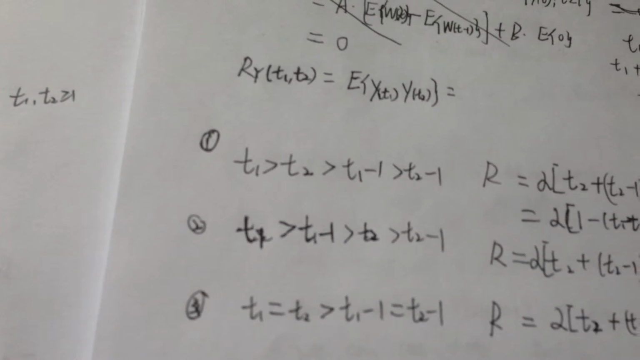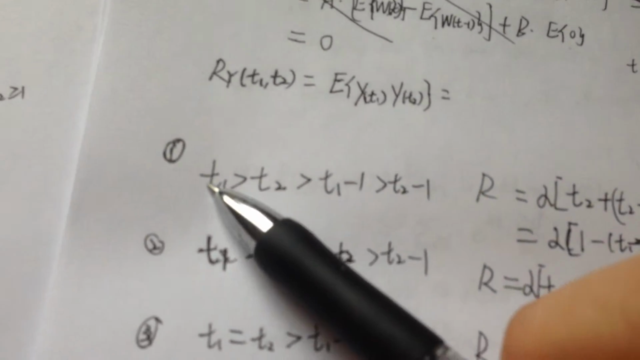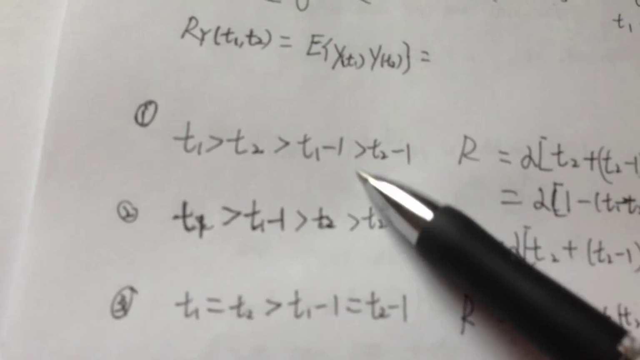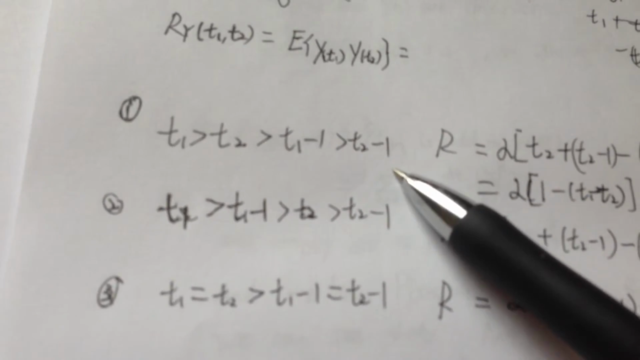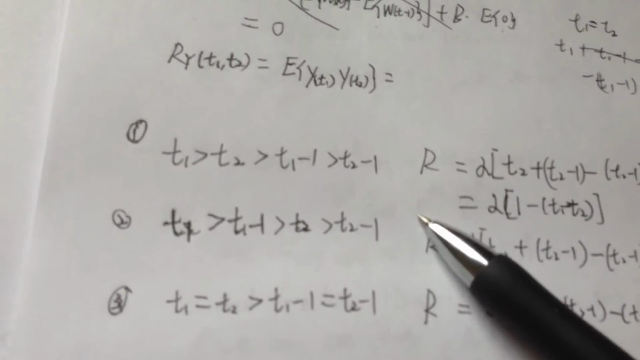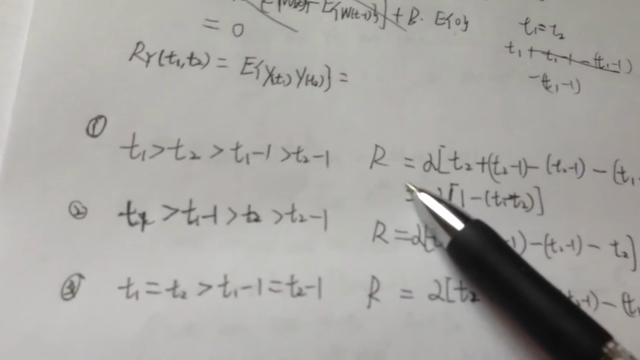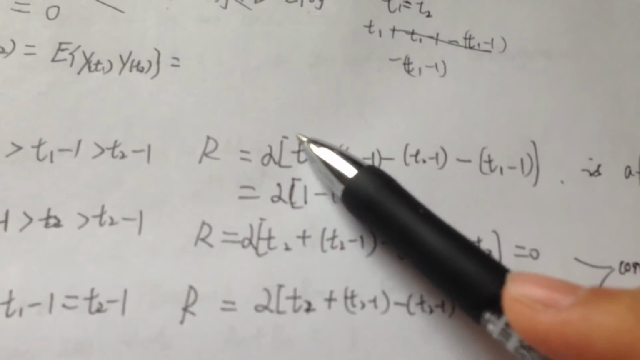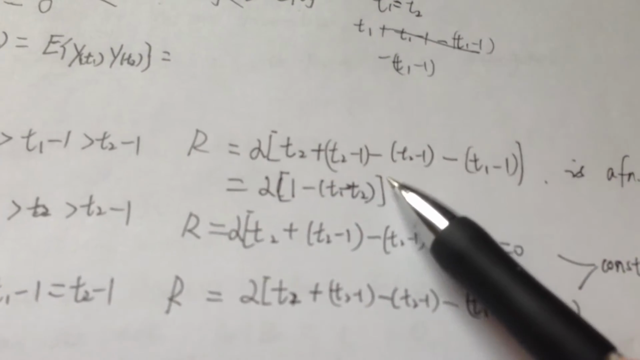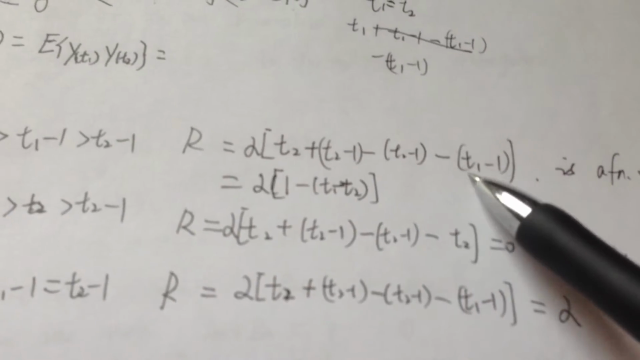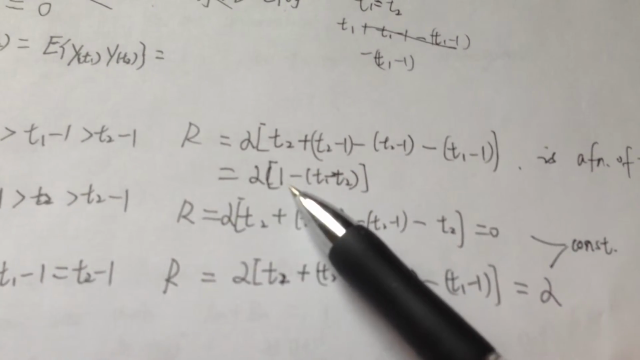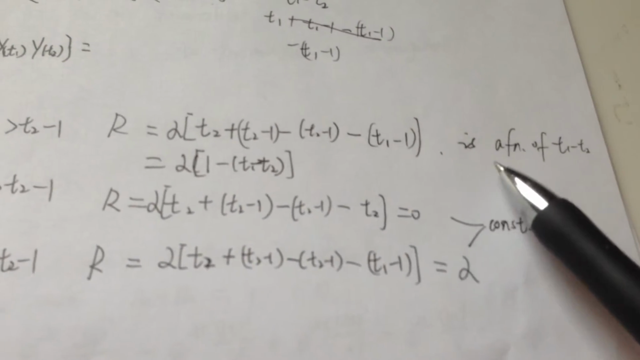First, we suppose t1 is greater than t2, and greater than t1 minus 1, greater than t2 minus 1. In this situation, the autocorrelation of Y equals alpha times t2 plus (t2 minus 1) minus t2 plus 1 and minus t1 plus 1. And we can see that it's a function of t1 minus t2.